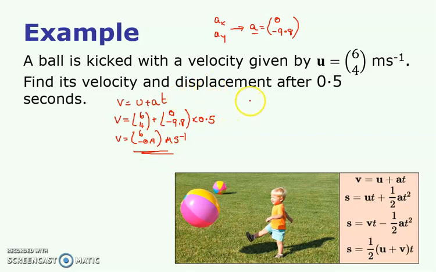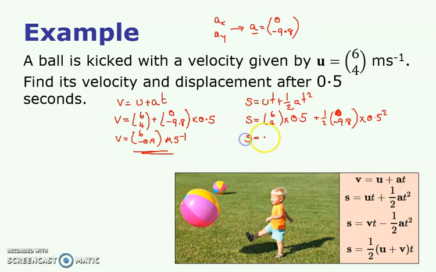What's the displacement? Again, s equals ut plus a half at squared. Now what have we got here? We've got s, which I'm after. u I know is (6, 4). My t is 0.5, plus a half of (0, -9.8) times t squared, 0.5 squared. I can just do the top line on my calculator and then the bottom line. So I'm going to do 6 times 0.5 plus a half of 0 times 0.5 squared.